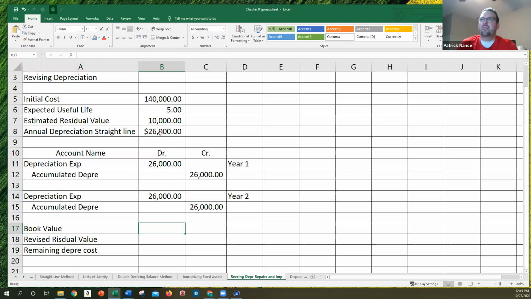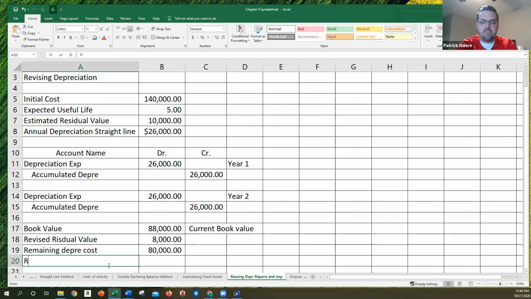So my book value: it was 140,000 as my initial cost, and I have 2 years of accumulated depreciation. So I've got 140,000 minus 26,000 twice, a total of 52,000. So that gets me my current book value. My current book value at the end of year 2 would also be the beginning of year 3, same thing. Next, I have my new revised residual value, which is $8,000, where it was $10,000 before. So now I can find my remaining depreciable cost: $80,000 is my remaining.